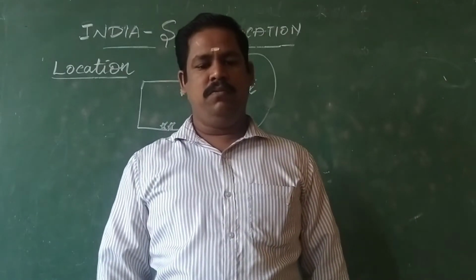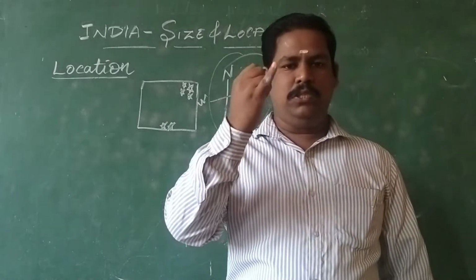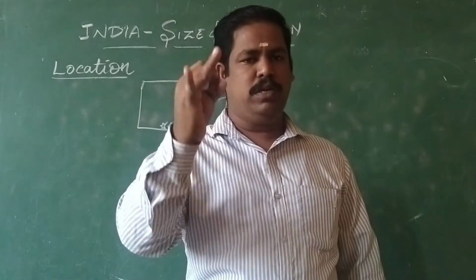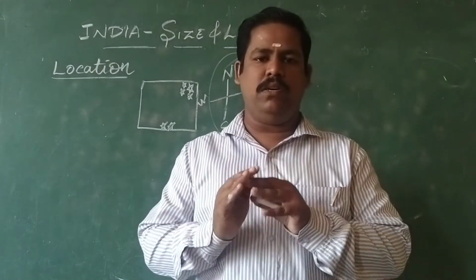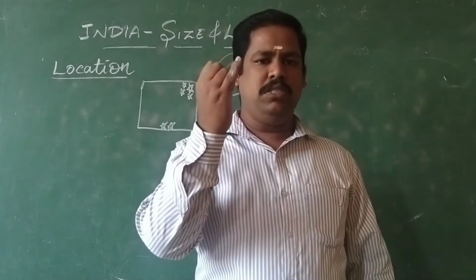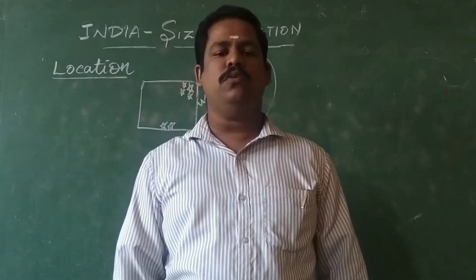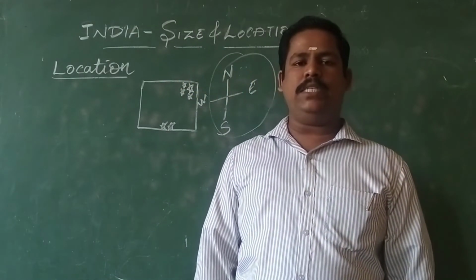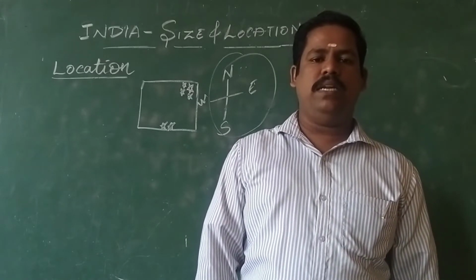Here we are using two concepts. Number one is latitude, number two is longitude. If you want to mention the location of any particular place on the globe, you have to use these two concepts, latitudes and longitudes. With the help of latitudes and longitudes, we will identify the location of India.